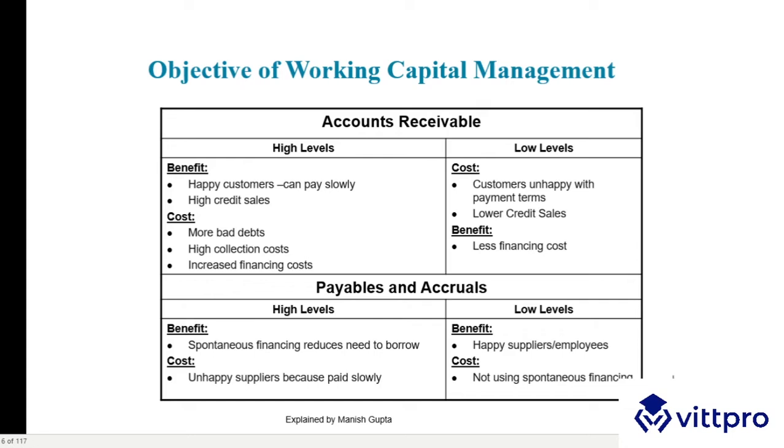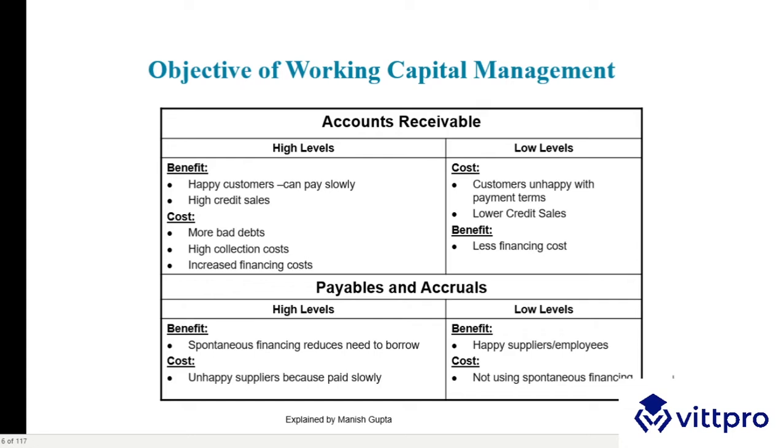High collection cost, right? A high level of people that you need to hire to maintain a high level of accounts receivable. You need more people for invoicing. You need more people for collecting. You need more people for accounting for it.